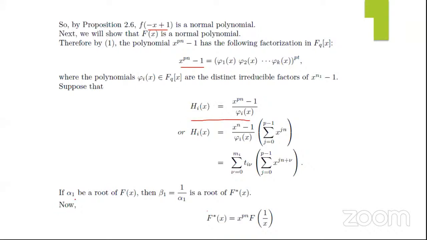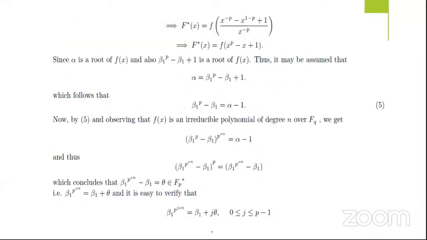Then we take alpha 1 as a root of f of x. Then beta 1, which is equal to 1 by alpha 1, is a root of f star x. Here alpha 1 is a root of f of x. Then we will prove that the linearized polynomial at alpha 1 is non-zero. Then using the proposition f of x will be the normal polynomial. Now f star x is equal to x raised to power pn f of 1 by x, which is the reciprocal polynomial of f of x. Since alpha is the root of f of x, also beta 1 p minus beta 1 plus 1, using this equation, is the root of f of x.